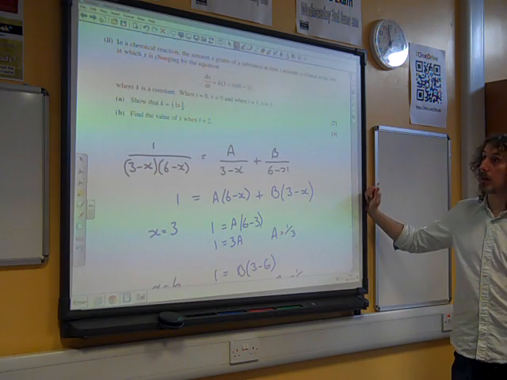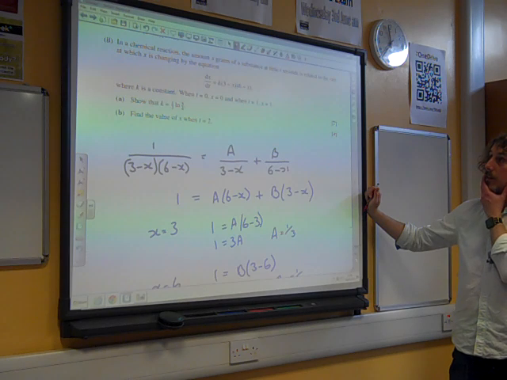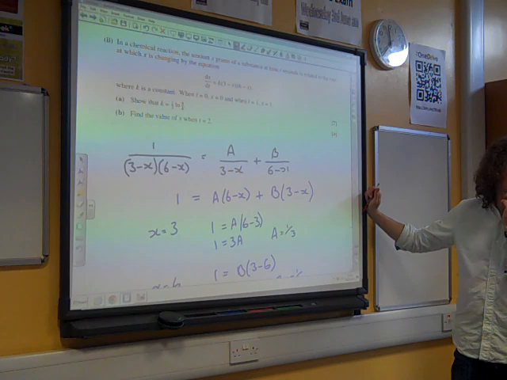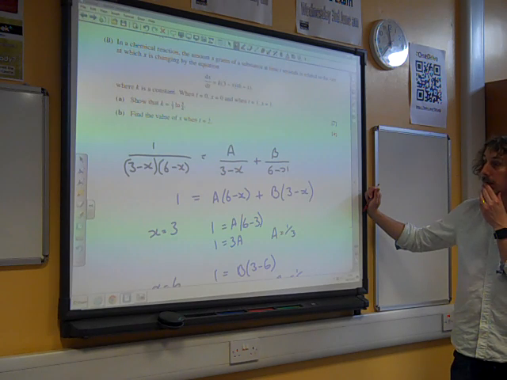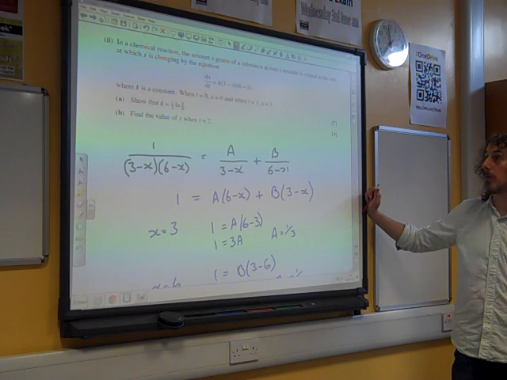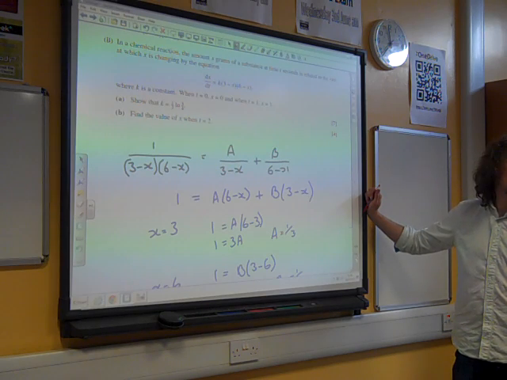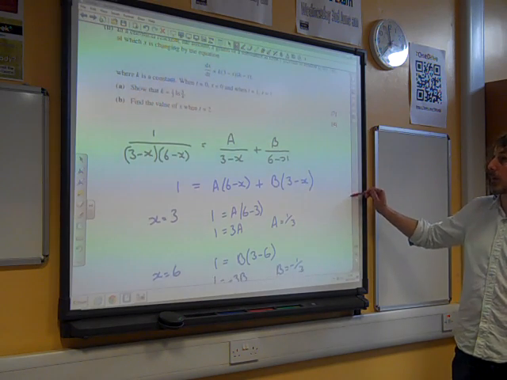Part 2. In a chemical reaction, the amount x grams of a substance in time t seconds is related to the rate at which x is changing by this equation, where k is a constant. When t is 0, x equals 0. When t is 1, x equals 1. Show that k is a third ln of 5 over 4. Alright, so let's work our way through this.